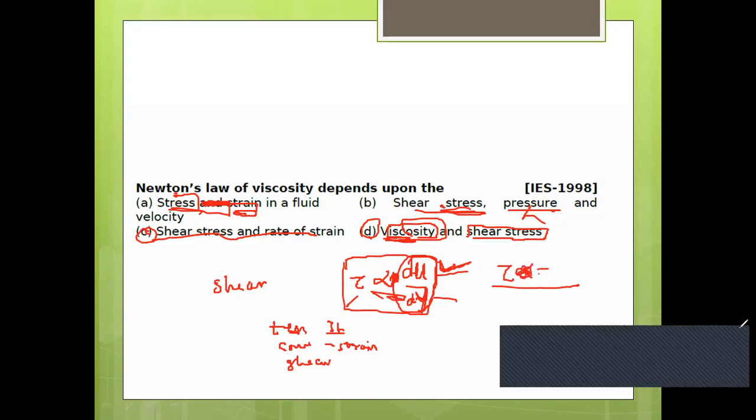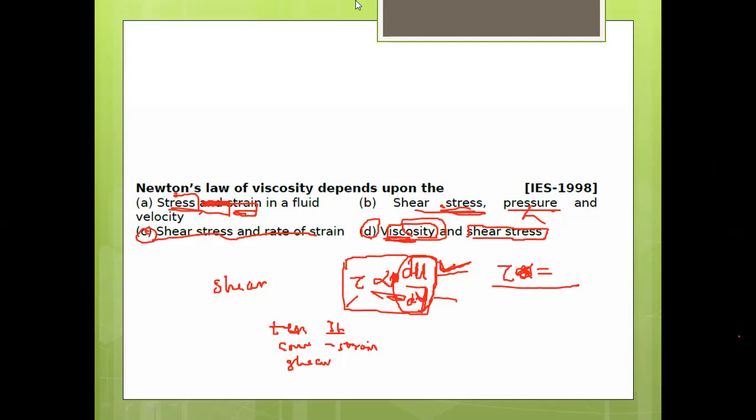Afterwards, to make it mathematically simple, he has put the constant of proportionality, and that constant is nothing but mu. But in his statement, is he talking about the viscosity? No. What he is saying is shear stress is directly proportional to the rate of shear strain. So shear stress and shear strain, or the rate of strain, are the two quantities involved in this particular law. So the correct option is option C.